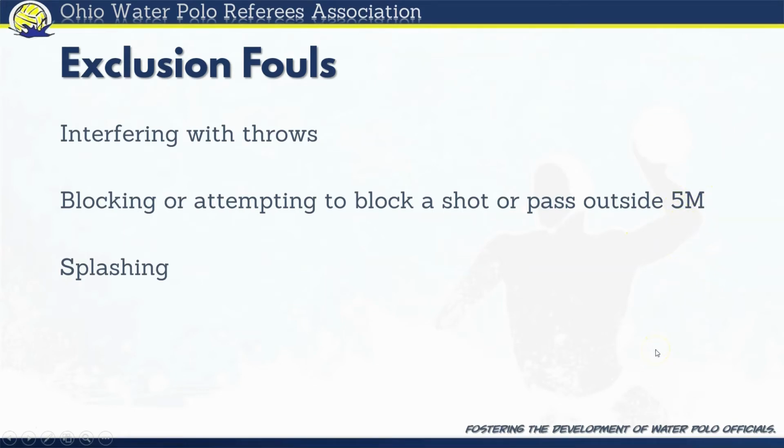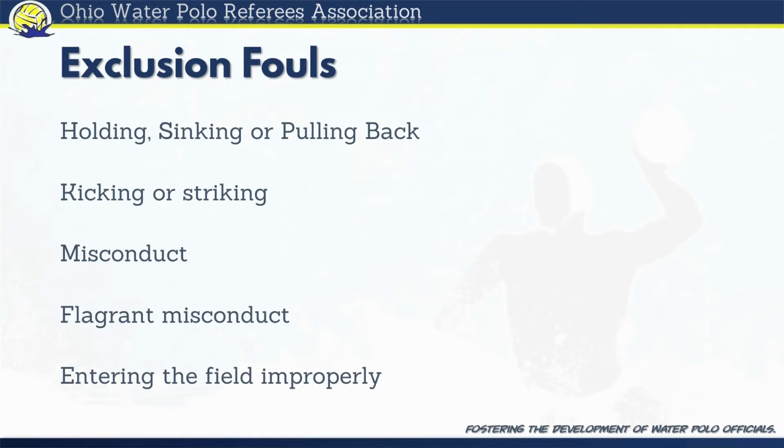If a player gets fouled outside 6 meters, with the ball and the fouler outside 6, and that player rears up to shoot, you're not allowed to block that. You have to back off a meter, so that would be an exclusion. If a player is attempting to shoot and a player splashes him or her, that's also an exclusion. There's a couple other ways that exclusion fouls happen.